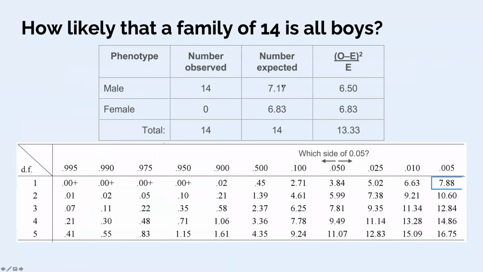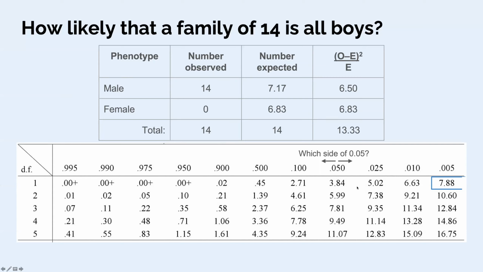That's our expectation. Expected 6.83 girls. That's two numbers that add up to 14. So these are the expectations, very close numbers of boys and girls. But in fact, 14 boys, 0 girls. So in this family, we can compare this to our expectation, calculate these. So this is the difference between 14 and 7 1/7 squared divided by 7 1/7. And the sum of those is 13.33. That's our chi-squared summary value.